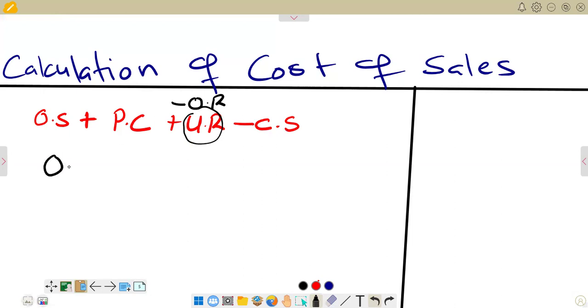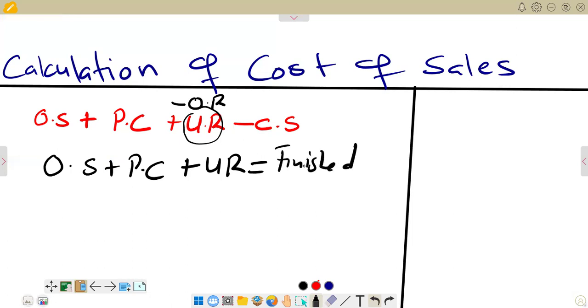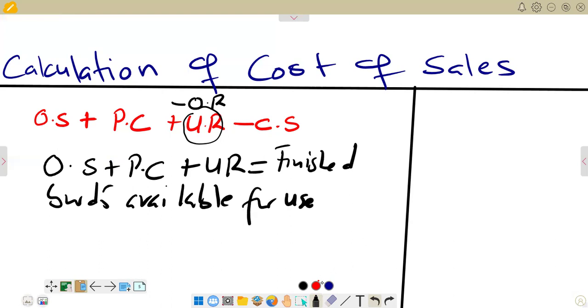But remember, when you take opening stock, add your production costs statement figure, that is the production cost, and add the under recovery, you are supposed to get your finished goods available for use. So here we've got finished goods available for use. Basically this is what we have. And then if you go further and subtract closing stock, that's when you are going to get your cost of sales figure, like what we did in the first place.